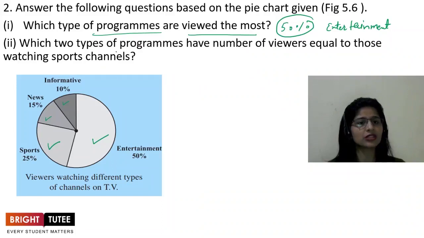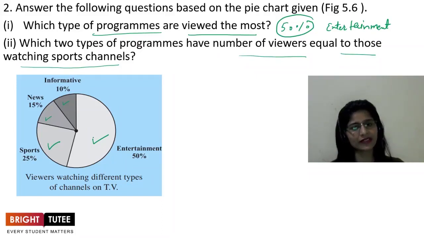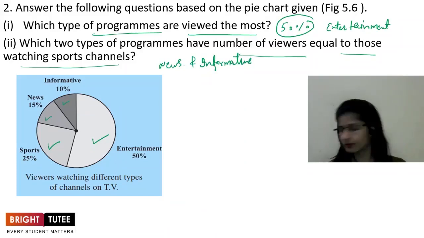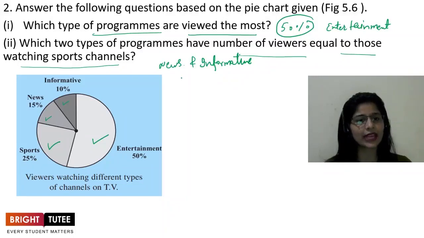The second is which two types of program have the same number of viewers as those watching the sports channel. So which of the two programs are there whose percentage, if we add, becomes equal to the sports percentage? So it is news, right, and informative channels. When we add these two, we get 15% plus 10%, that is 25%. So it is equal to the percentage of sports.